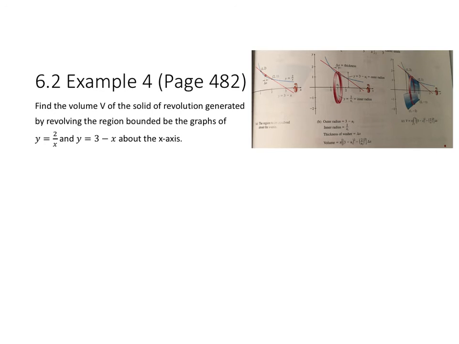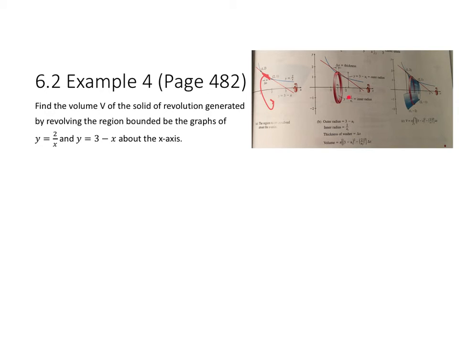All right, let's actually put that into some practice here. Example 4 on page 482. Find the volume of a solid of revolution by revolving the region bound by the graphs y equals 2 over x and y equals 3 minus x. So we have this region right here, and we're going to rotate it about the x-axis. We're going to get this little loop. So it's going to look something like this one right here.